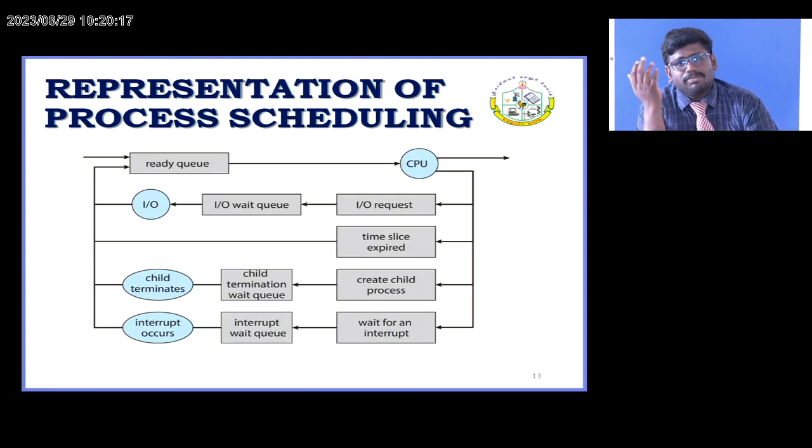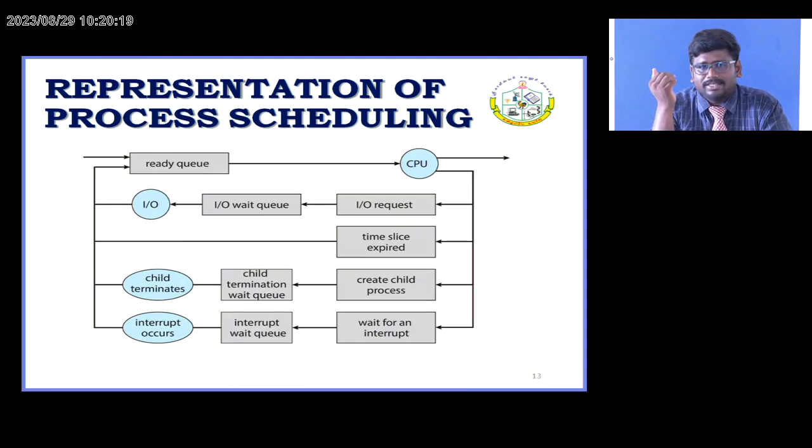Then, for example, some process creates a child process. Until the child process completes or terminates, it will wait in the child termination wait queue. Once the child completes or terminates its task, it will go back to the parent process, and again go to the ready queue. Then there is waiting for some interrupts. When some interrupt occurs, it will go to the interrupt wait queue, then again go to the ready queue. So in this way, any process moves between the different queues.